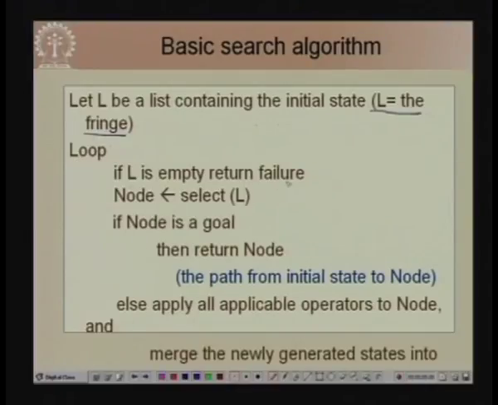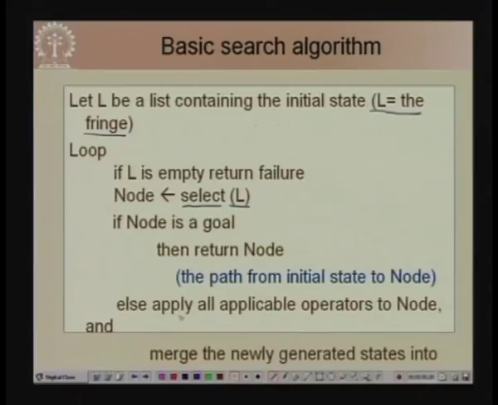If L is empty, that is, if the fringe is empty, return failure. Otherwise, we select the first node from the fringe. So, select is a function which selects a node from L. It may be the node with the minimum cost. If this node happens to be a goal, then we return the node, that is, return the path from the initial state to node.